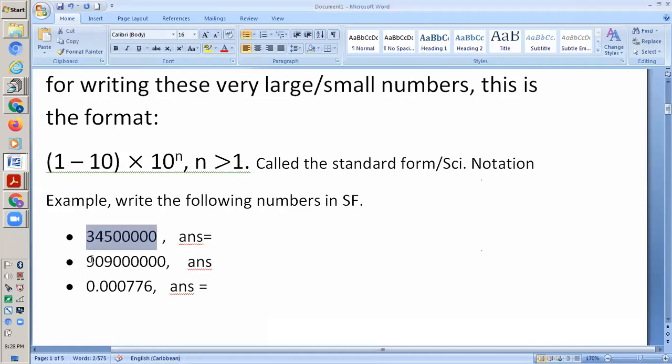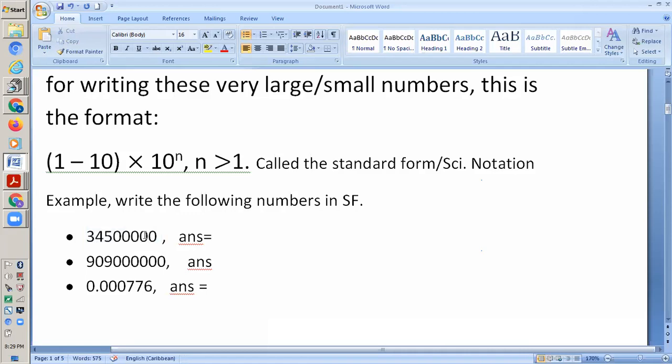The first and the second numbers are very large, and the third one is a very small number. All right. So what these mathematicians and scientists have done is come up with a format of writing numbers in a specific way. And the specific way is, you see this number here? You're going to have to convert that number so that it becomes between 1 and 10.